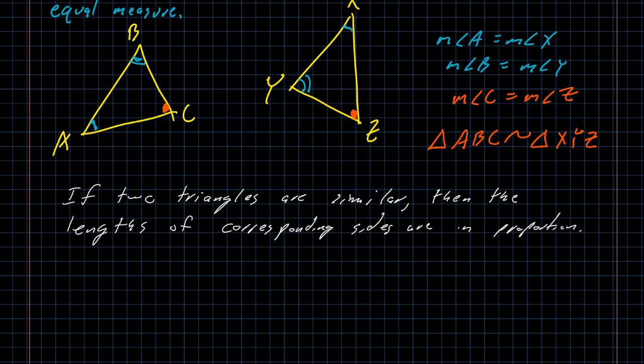And now that I have this, if two triangles are similar, the reason that that is a useful thing to notice, then the lengths of corresponding sides are in proportion.